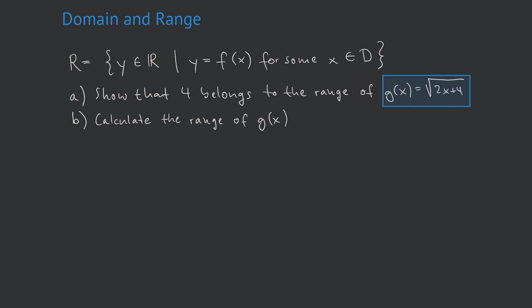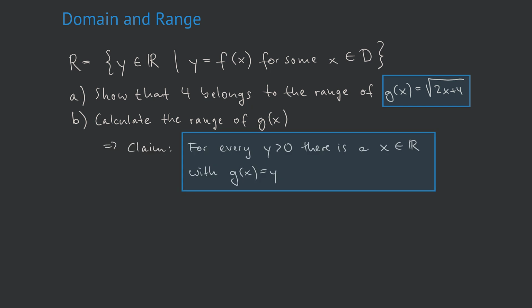Maybe our expectation is that g of x can take on all possible positive values. Now we want to prove this expectation and first formulate the following claim. We claim that for every y greater than 0, there's an x element R such that g of x equals y. Actually, even if this claim does not turn out to be true, it's still a good way to start, because going along the way we might run into some problems which give us more insights regarding the range.